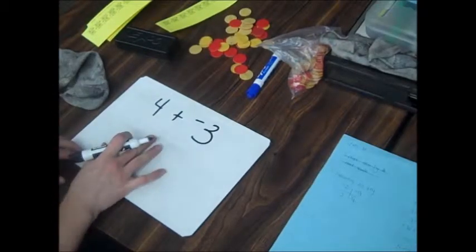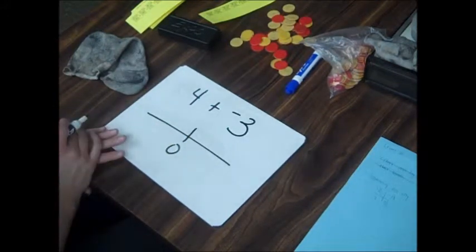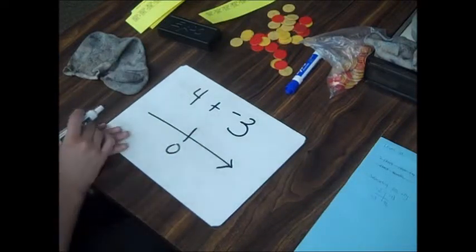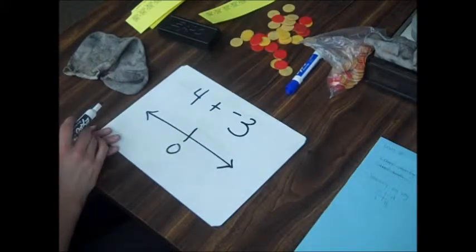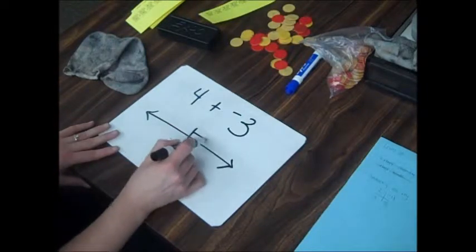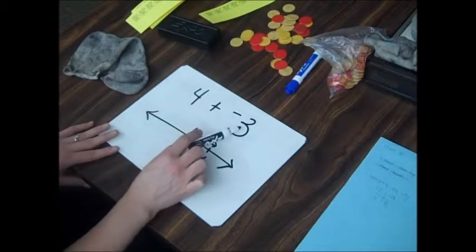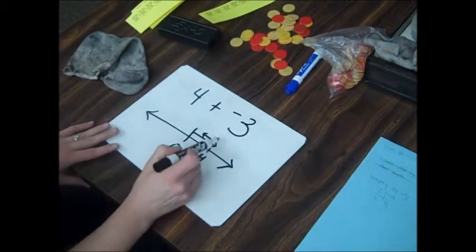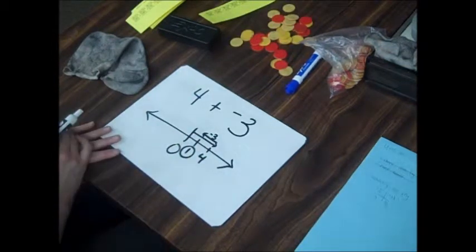Now we're going to look at the same problem using a number line. When we use a number line, we're going to use our base as 0. When we talk about a positive number, we're going to move to the right on a number line, and when we talk about a negative, we're going to move to the left. So to start the problem, we're starting at 0, and we need to move to positive 4. Then we need to move to negative 3, which means we need to move to the left 3 places. So if we're at 4 and we take away 3, we would be at 1 on the number line.